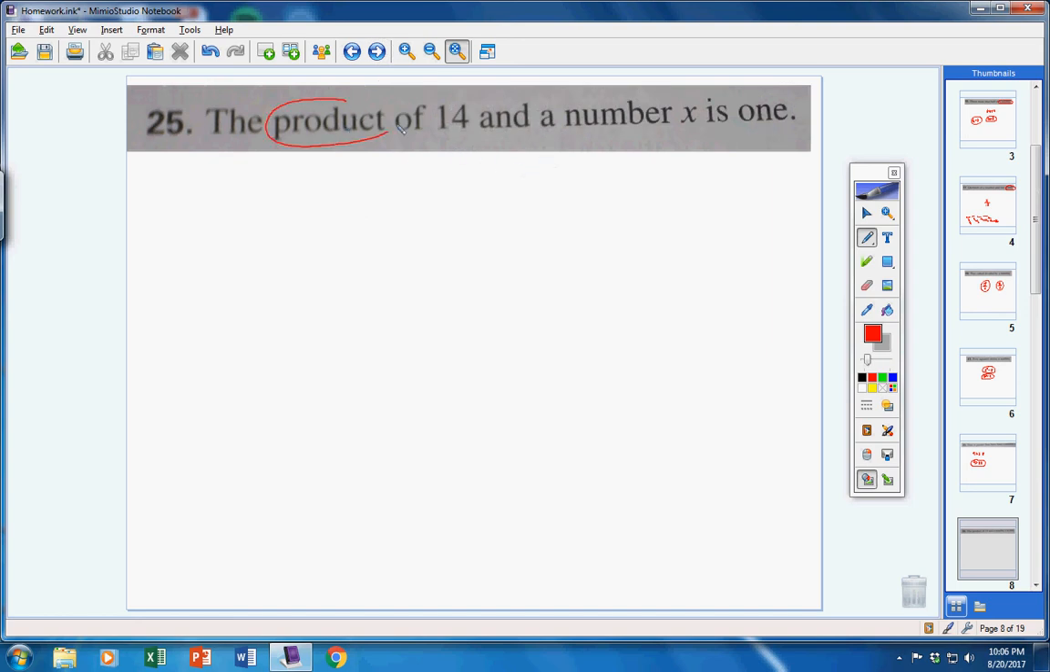The product of 14 and a number. So product means multiply. So I'm going to put a dot right here. And what are we multiplying? 14 and a number x. So the product of 14 and a number x is, this means equals 1. The product of 14 and a number equals 1. Of course, 14 times x is just 14x. 14x equals 1.